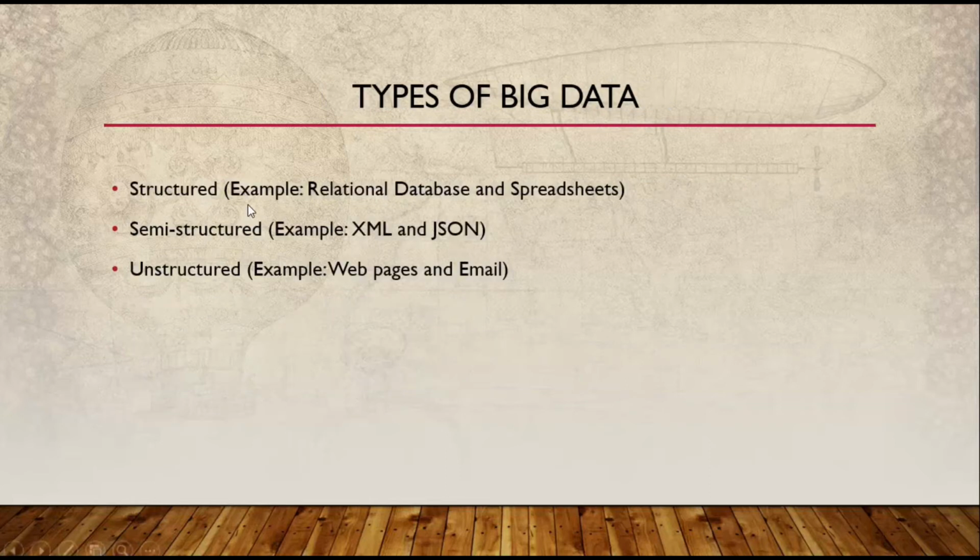There are three types of big data: structured, semi-structured, and unstructured. Since data is collected from different sources like logs, emails, sensors, and mobile devices, data can be structured, semi-structured, or unstructured. So what is structured data? Data that is organized as per a predefined format can be categorized as structured data. Relational databases and spreadsheets are examples of structured data.